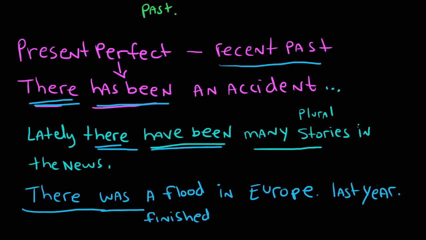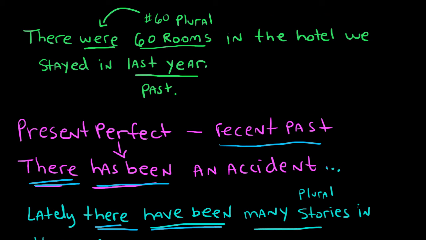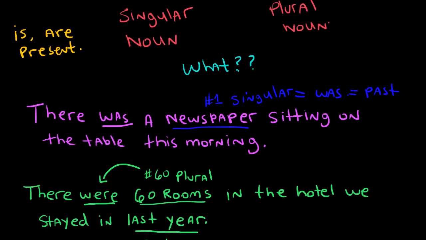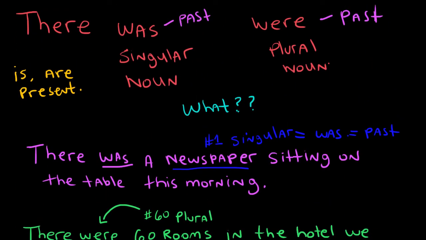I hope this video has helped you to understand how we use there were and there was with singular and plural nouns to talk about the past. Keep studying and good luck with your English.